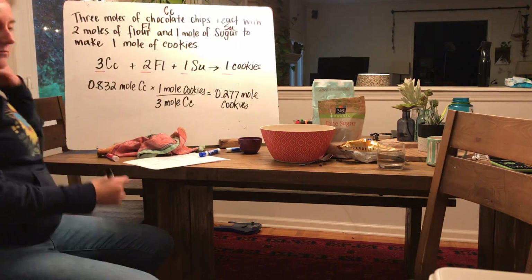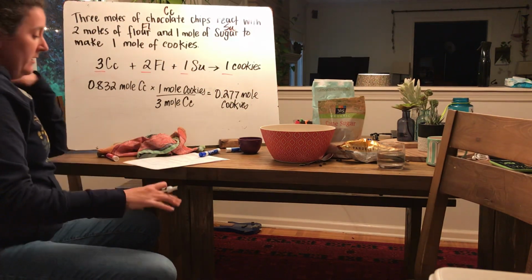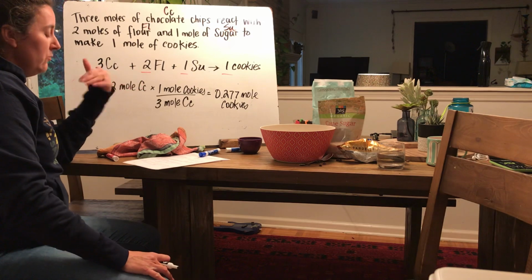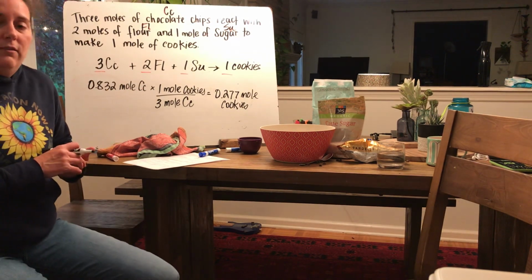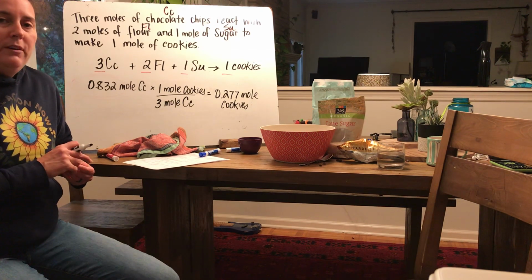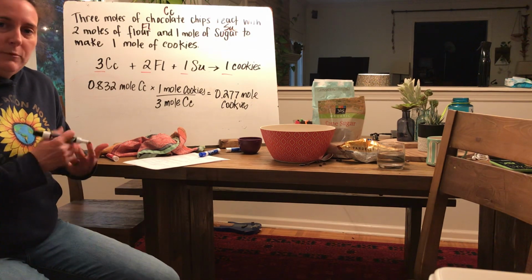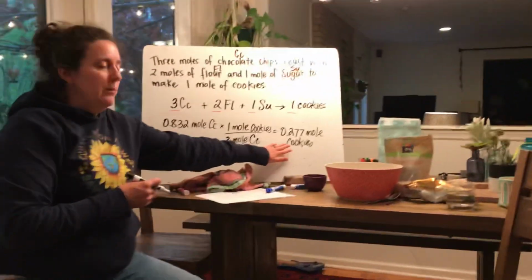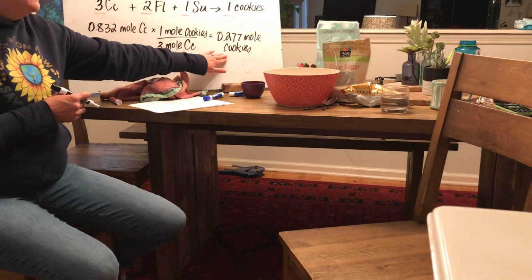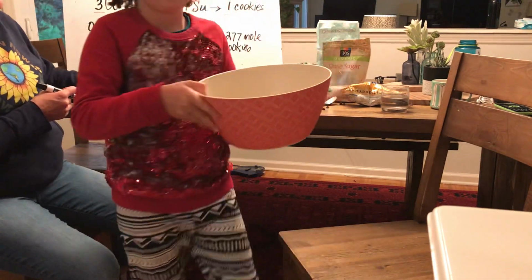Okay. So that's step one. You don't need to convert to anything else because I asked you to solve for moles of cookies here. But if we wanted to take this one step further, which the next practice problem does, we could then convert from moles of cookies back to mass of cookies if we knew the molar mass of a single cookie. Okay? Chocolate chippies.